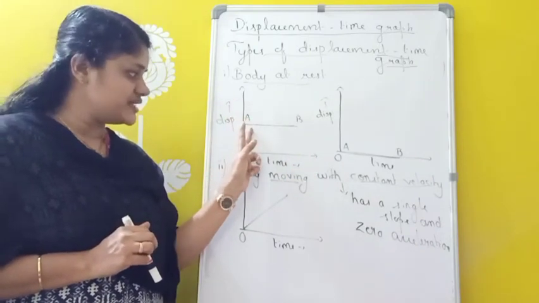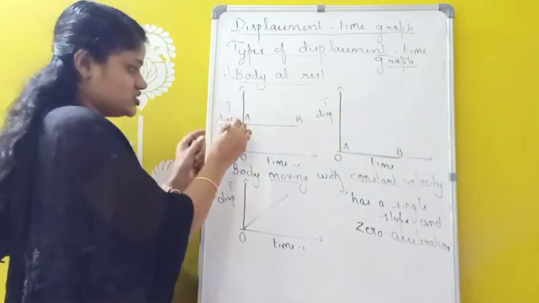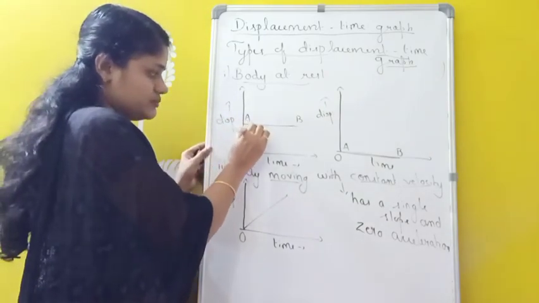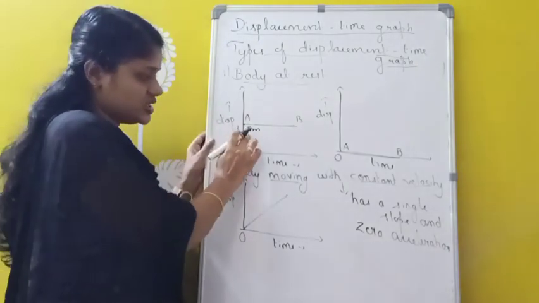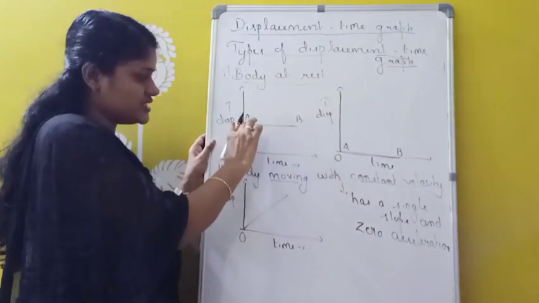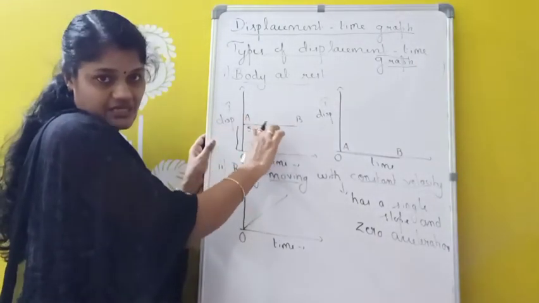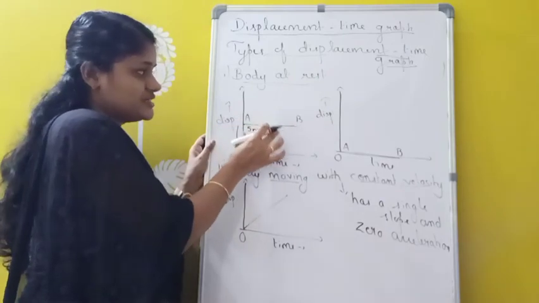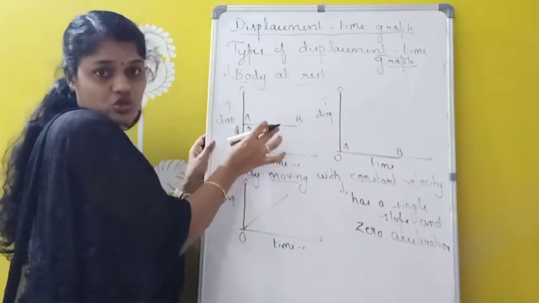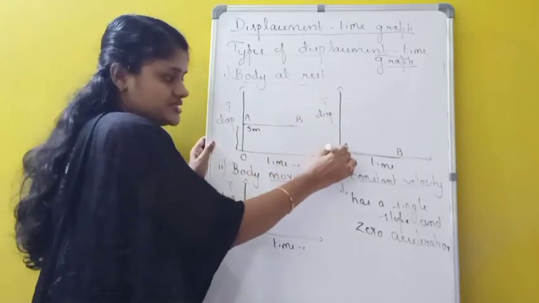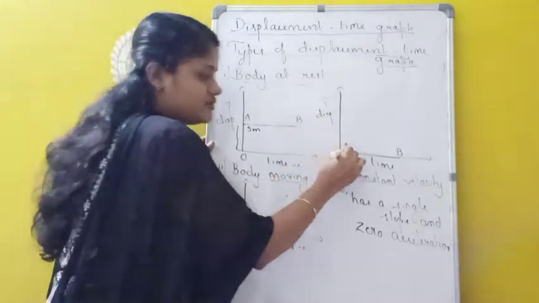And suppose the body is at a position, initially at a distance of suppose 5 meter from the origin. Okay. So now time is increasing. What about displacement? Displacement is same. It is not at all increasing. So that means the body is at rest. It is not at all moving. And suppose the object is at the origin itself. And what is the graph?